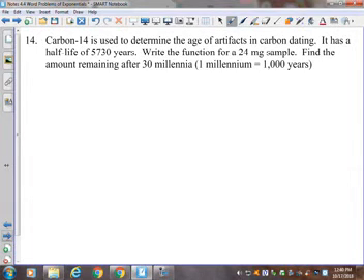All right, so since it says function, I'm going to say C of T for carbon, because it just sounds like to me that how much carbon I have would be a good variable, and it's always about time. How much carbon did I have when I started?